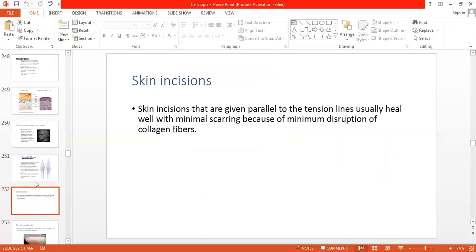Skin incisions that are made parallel to the tension lines usually heal well with minimum scarring because of minimum disruption of the collagen fibers. Means in surgery, when they cut the skin, they go along these lines. They cut parallel to those lines to provide minimum injury.